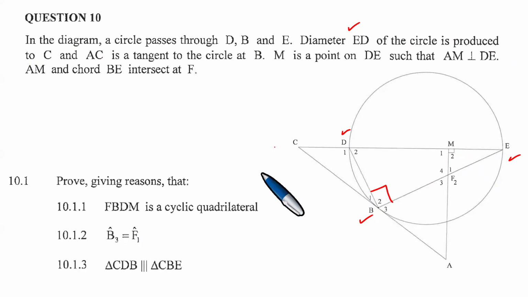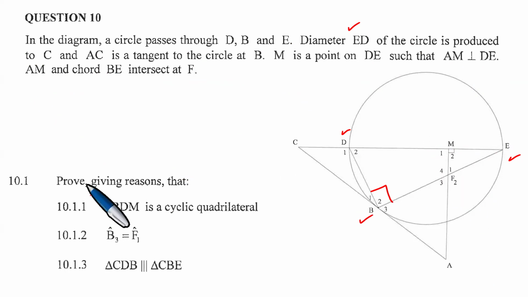Now they're asking us, there are a couple of things here. ED is produced to C. AC is the tangent. M is a point on DE, here's M, such that AM is perpendicular to DE. AM and the chord BE intersect at F. Here is F, having parts 1, 2, 3, 4.